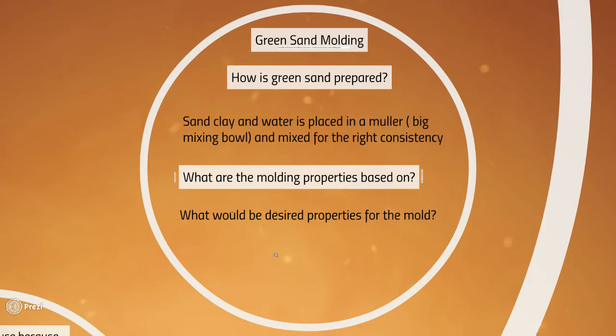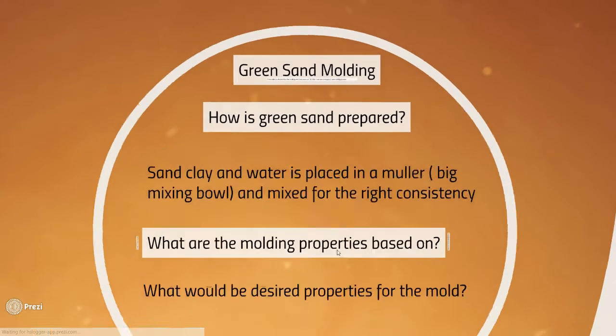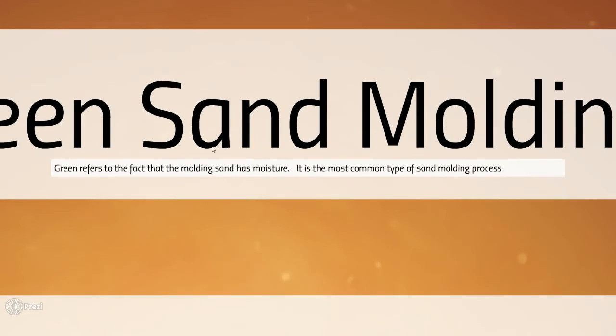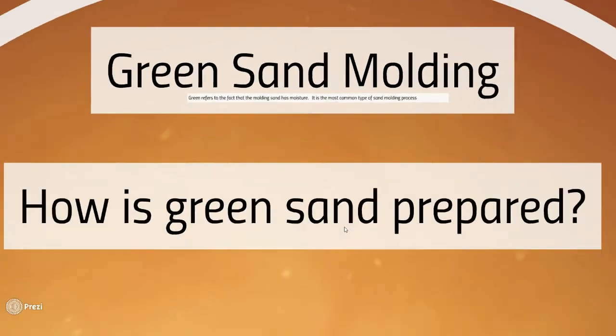Now we're concentrating on green sand molding, which is what the rest of this presentation is going to be about. Specifically, what is green sand molding? Well, green refers to the fact that the molding sand simply has moisture. It's the most common type of sand molding process. I mentioned to you before about looking up stuff on YouTube. Most of those people are doing green sand molding.